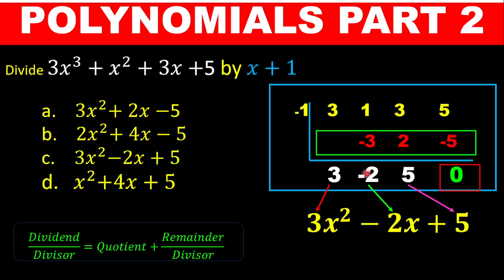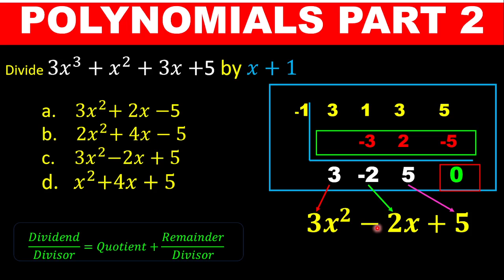And then here, minus 2, you simply add x to it, and we are getting minus 2x. And then for the 5, you don't add anything to it, so we are getting 5. So that means when you divide this function by x plus 1, your answer is going to be 3x squared minus 2x plus 5. So basically, that's what we get. Now we go through the possible answers and see which of these tally with this one.